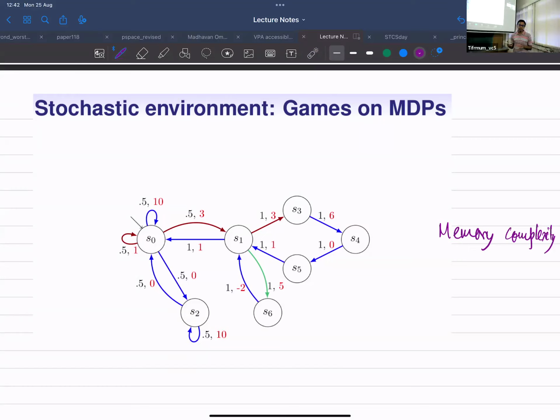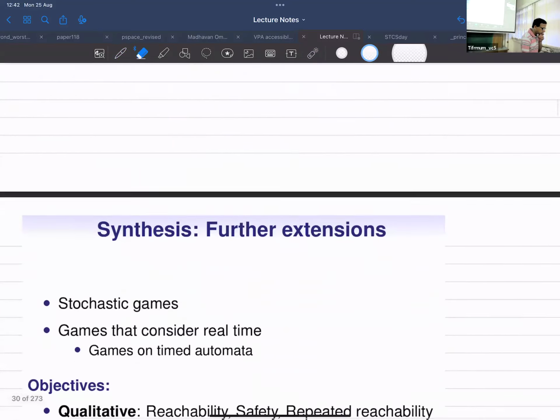When you talk about computational complexity, you talk about time and space: this much time, this much space. Here, I would also talk about whether the memory is exponential, polynomial, or what amount of memory is needed. Okay, good.